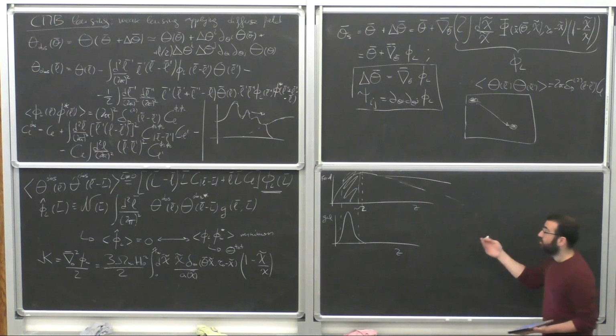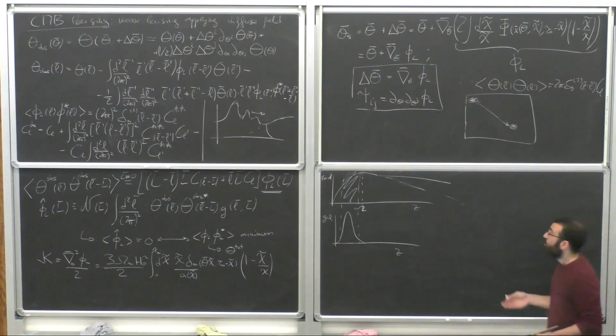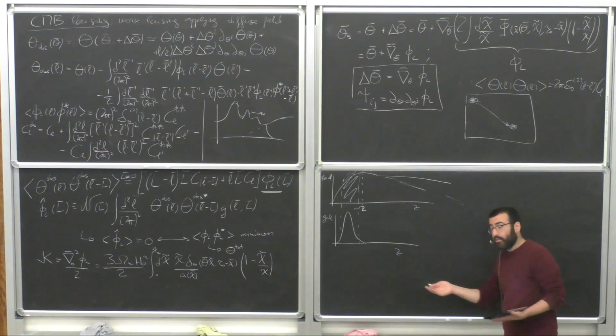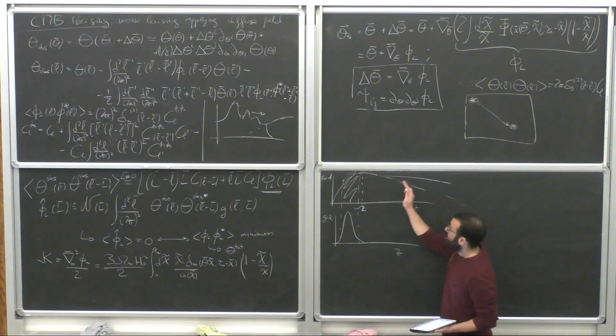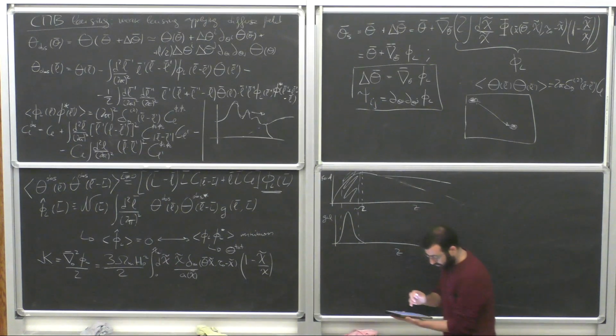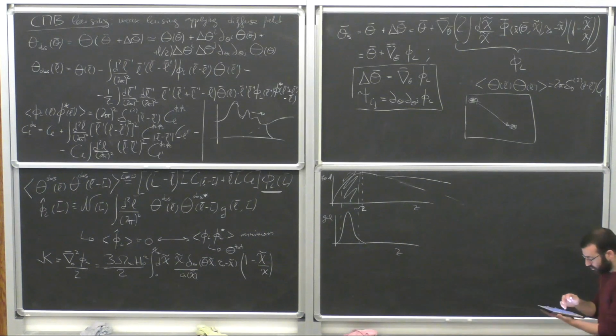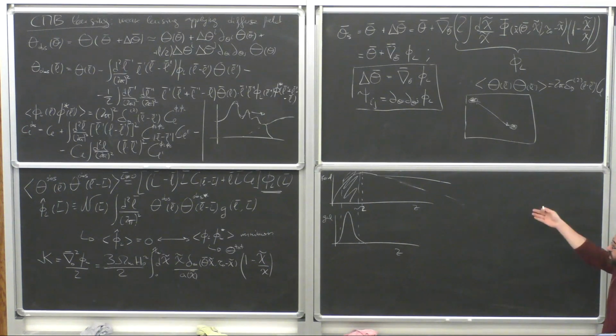So by doing this kind of cross-correlation, at the end of the day, we are doing tomography, and this is why it's called lensing tomography, of the CMB lensing and the convergence up to the distance of the last scattering surface.